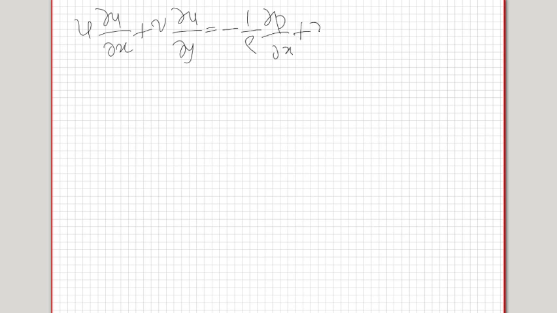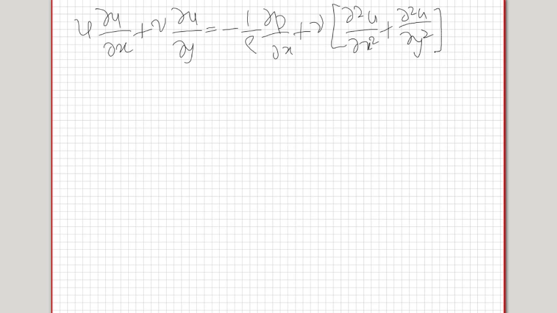U del U by del X plus V del U by del Y. So there is a density that is multiplying this, which will come to the right hand side. It will be minus 1 by rho del P by del X plus mu by rho, which will become nu, times del squared U by del X square plus del squared U by del Y square. Okay, so this is the simplified X momentum equation.